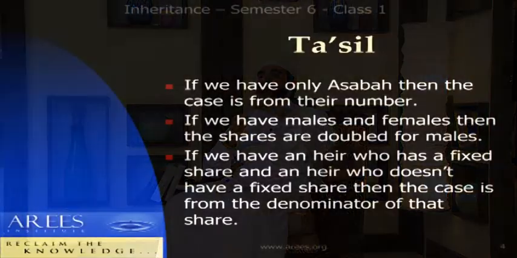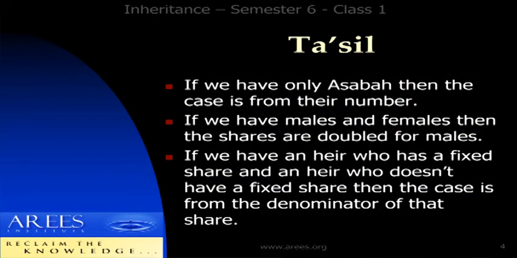If there are 3 full brothers, the same thing again. The case is out of their number, 3. So that's what we call the asl, the origin, the essence of the case, the outcome of the case. The case is from 3 or from 2. From where did we get this calculation? From the number of the heirs. That's as long as we have no fixed share.